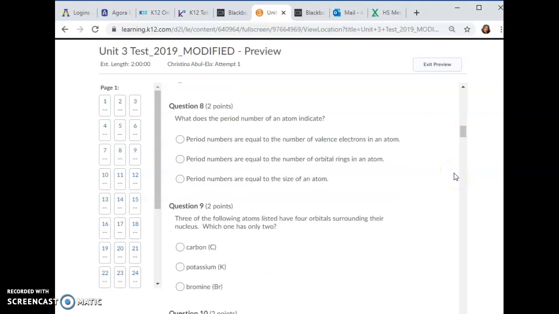Question 8. What does the period number of an atom indicate? Period numbers are equal to the number of valence electrons in an atom. Period numbers are equal to the number of orbital rings in an atom. Period numbers are equal to the size of an atom.